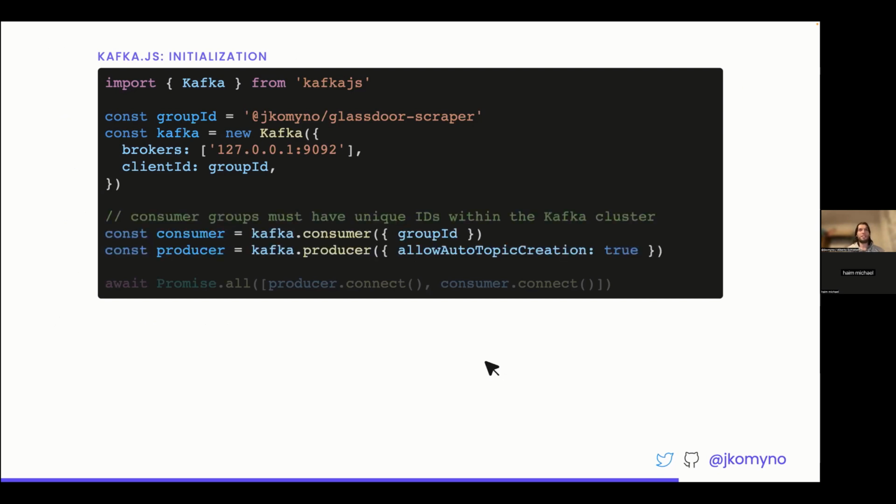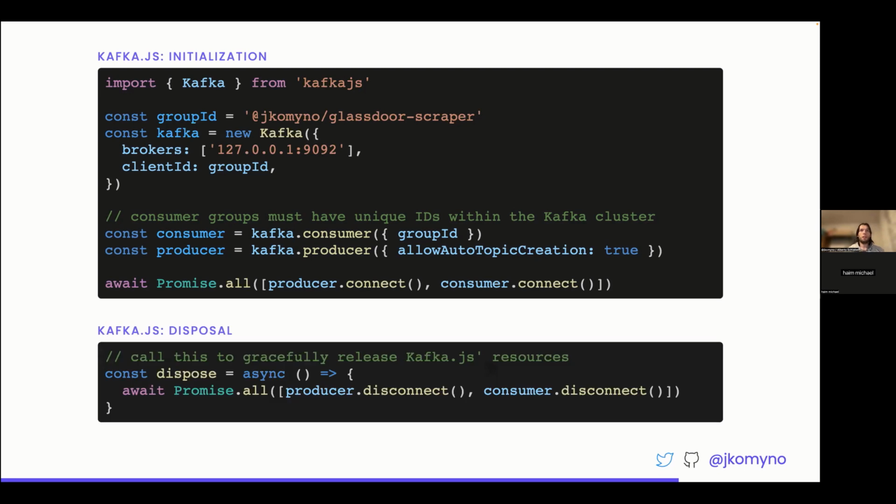Then we define the consumer and the producer. Those are not initialized yet. The consumer must have a unique ID, and the producer can decide whether to automatically create a new topic if it doesn't exist yet. And to initialize them, we need to call the connect method. Again, we should always dispose of our resources when we're done using them.